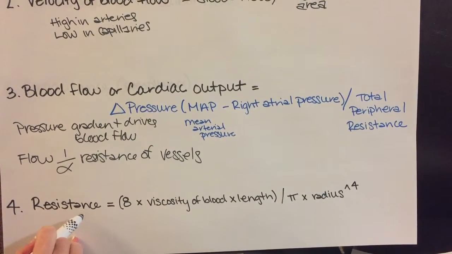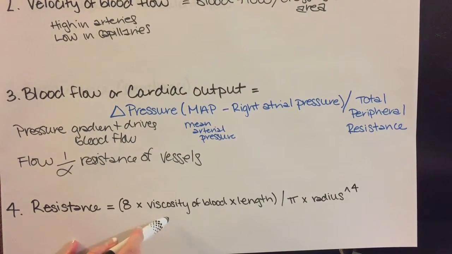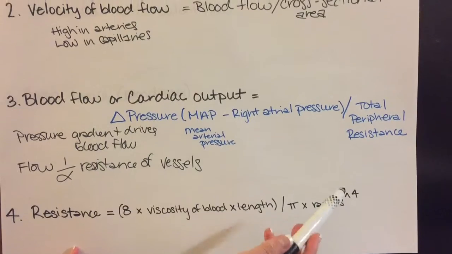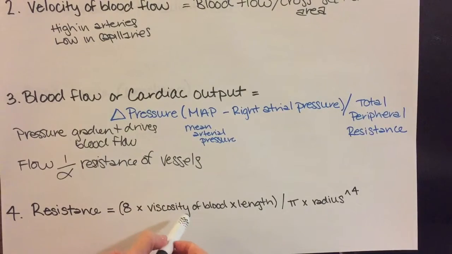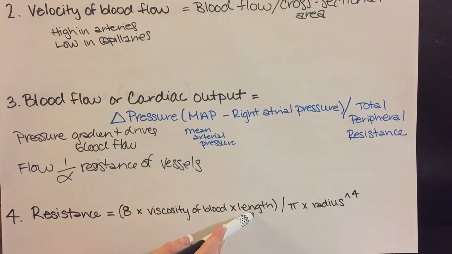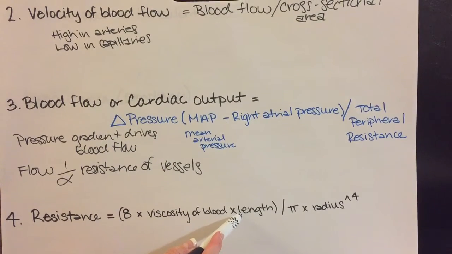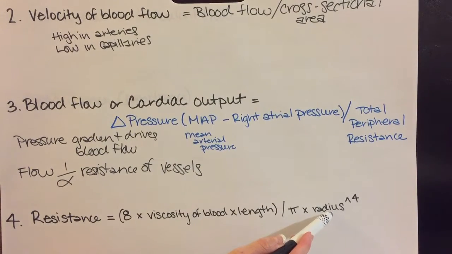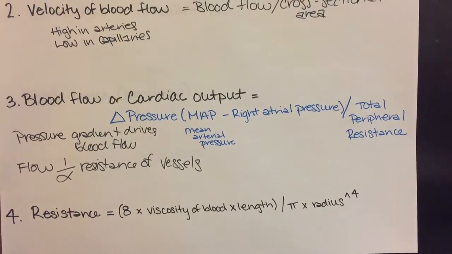Resistance, then, is our next important factor to consider. The physical definition of resistance is 8 times the viscosity of blood times the length divided by pi times the radius to the 4th. If you remember from physics, this essentially means that changing the viscosity of the blood or the length of the system will change your resistance by a factor of 2. But if you change the radius of your artery or capillary, you're going to change it by a factor of 2 to the 4th power, which will be a factor of 16.